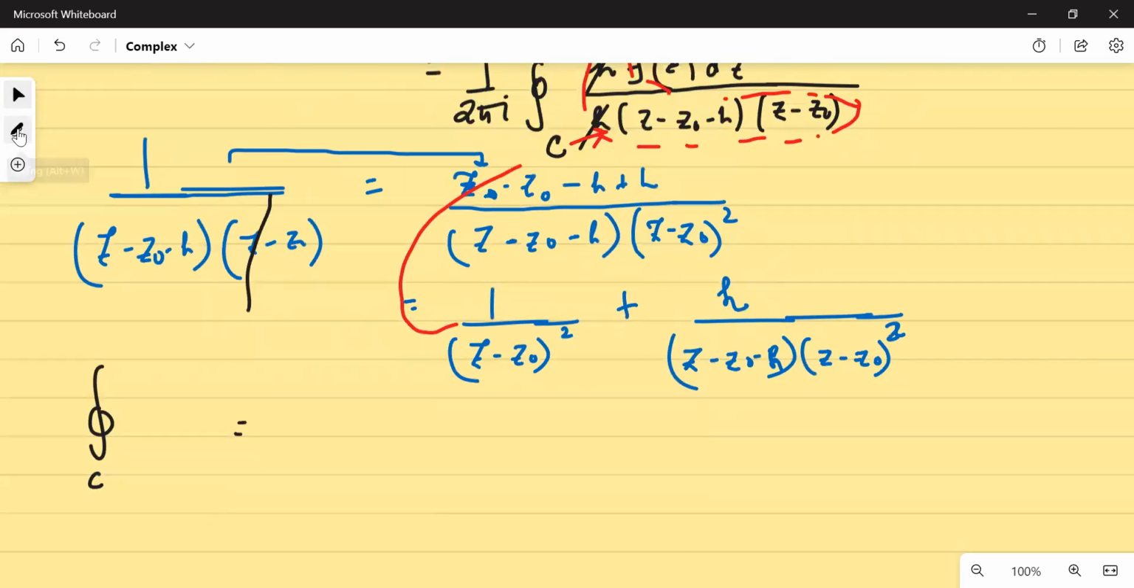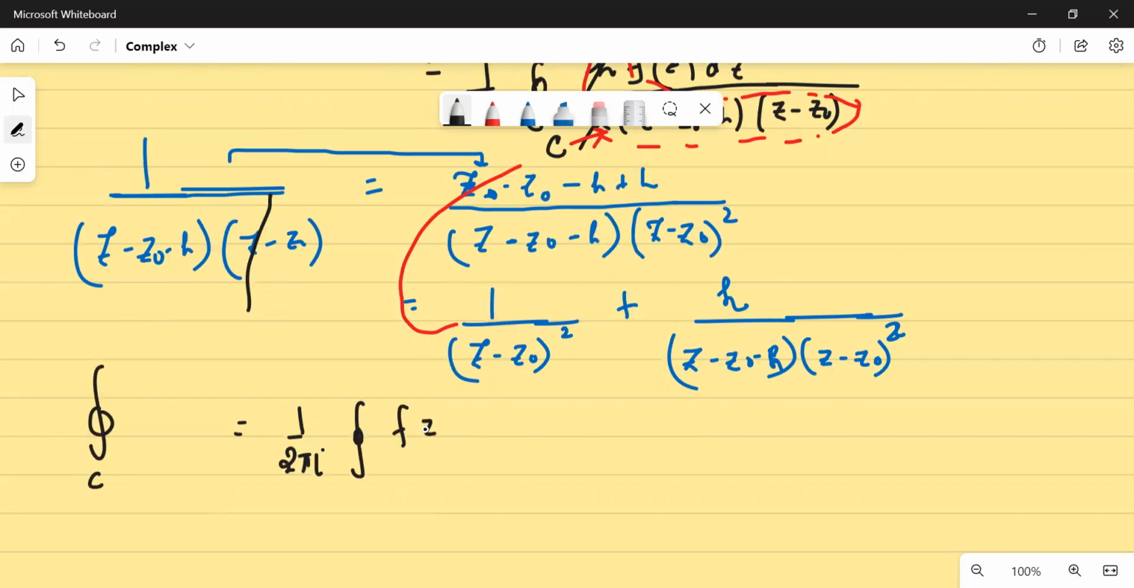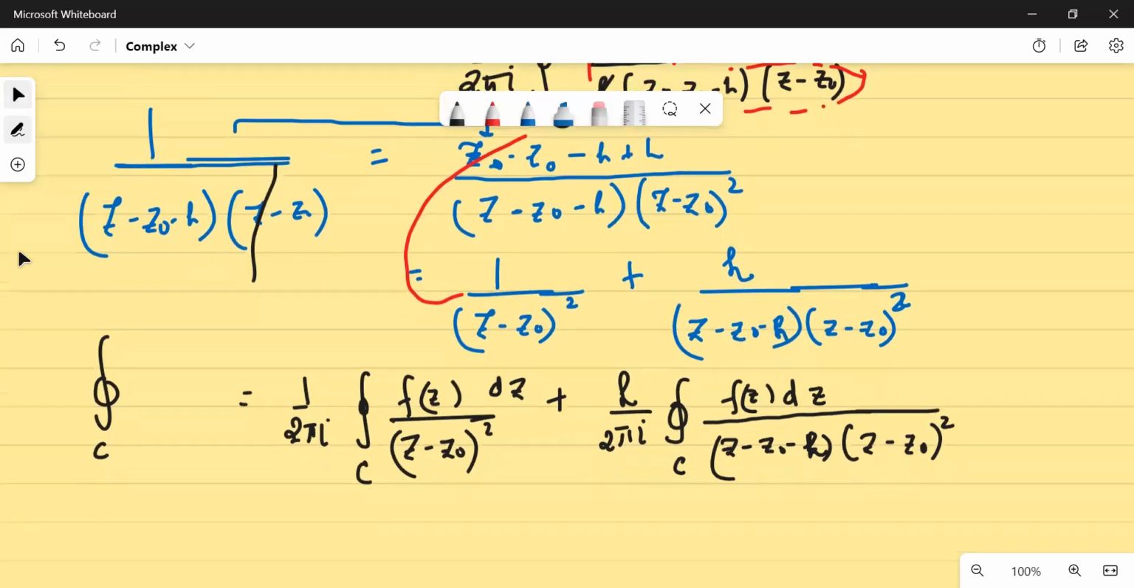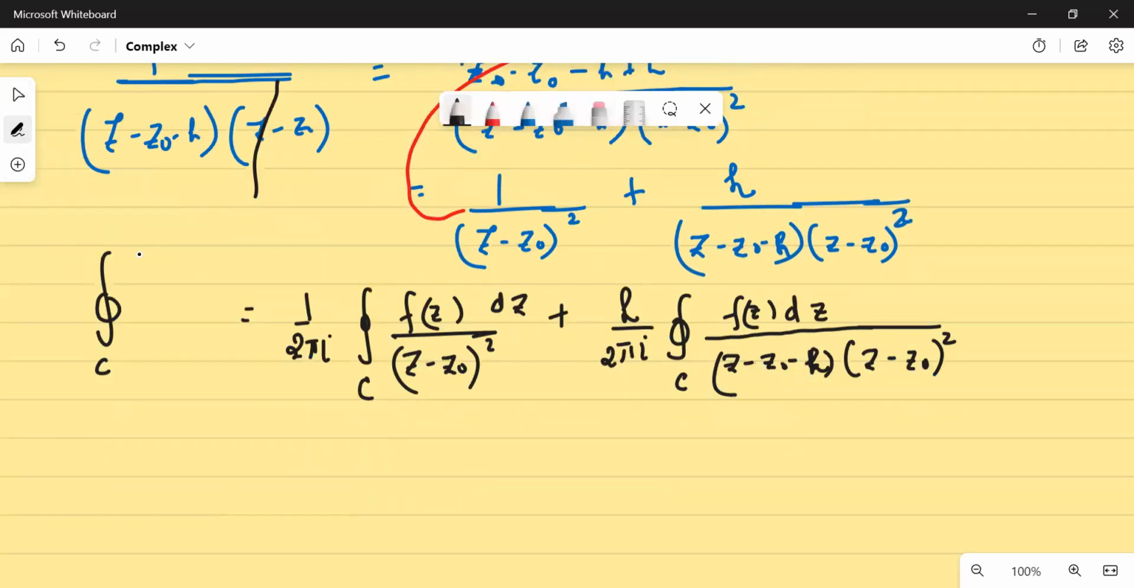Okay. So what happens is this integration that we were evaluating above would turn out to be 1/2 pi iota integration f z dz upon z minus z naught whole square, plus h upon 2 pi iota integration again over c, I think this is f z dz upon... Okay, is that clear? Bharat, is that clear? Yes, sir. Okay.